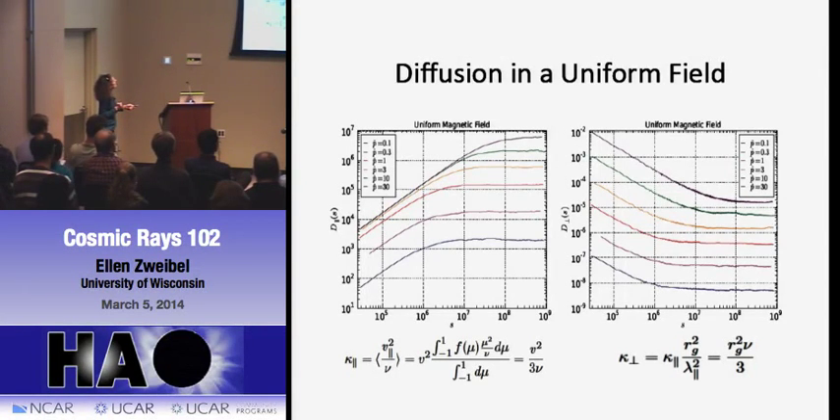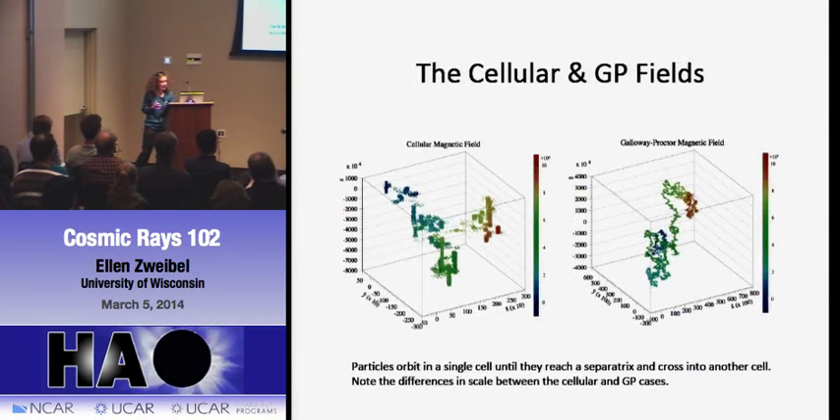And notice how hugely different these parallel and perpendicular diffusion coefficients are. So for example, p caret means the momentum in units of mc. So say choose this one. It's between 10 to the 6 and 10 to the 7 in the parallel direction, and between 10 to the minus 6 and 10 to the minus 5 in the perpendicular direction. So in a uniform field, particles really have trouble crossing magnetic field lines. So how do we do in these slightly more complicated fields?